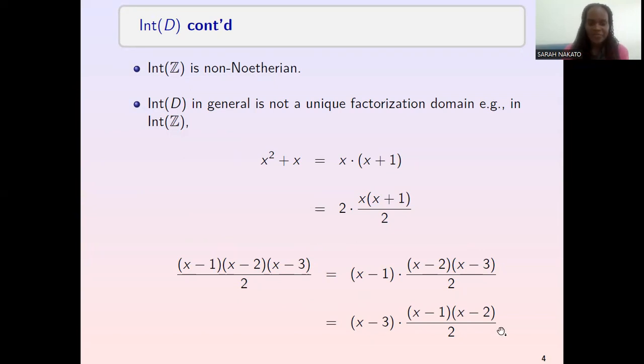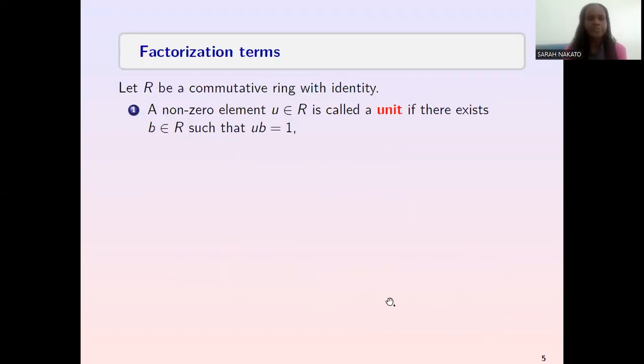But then let's look at the definitions now of factorizations and so on. So our factorization terms, I guess now they are very familiar to us. R is a commutative ring with identity. A non-zero element U in R is called a unit if there exists a B in R such that UB is 1. In particular, the units are the invertible elements.